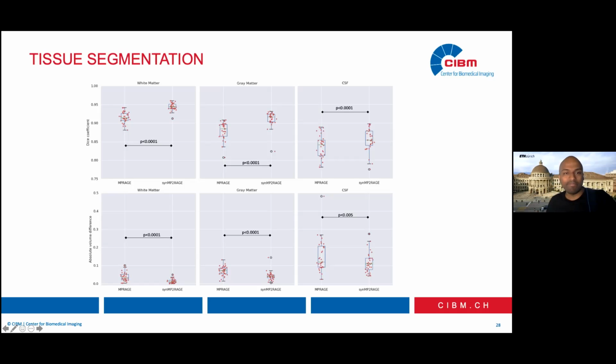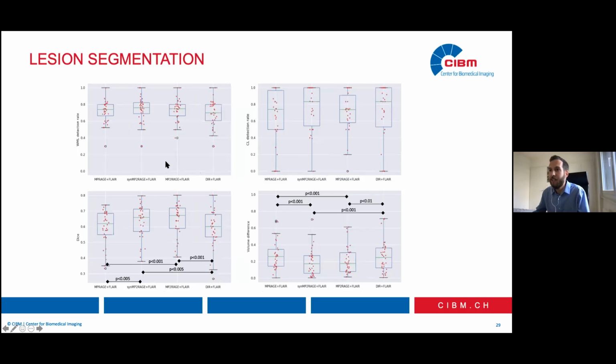Of course. So moving to the lesion segmentation, this is interesting. On the first row, we see the detection rate. On the left-hand side, the white matter lesion detection rate, and on the right column, the cortical lesion detection rate. In this case, we actually did not observe any significant difference between the combinations of contrasts. So we use FLAIR in all cases, and then we combine it with either MPRAGE, synthetic MP2RAGE, acquired MP2RAGE, or the IR. And contrary to what was shown previously in the literature, in terms of detection rate, we did not observe any significant difference.